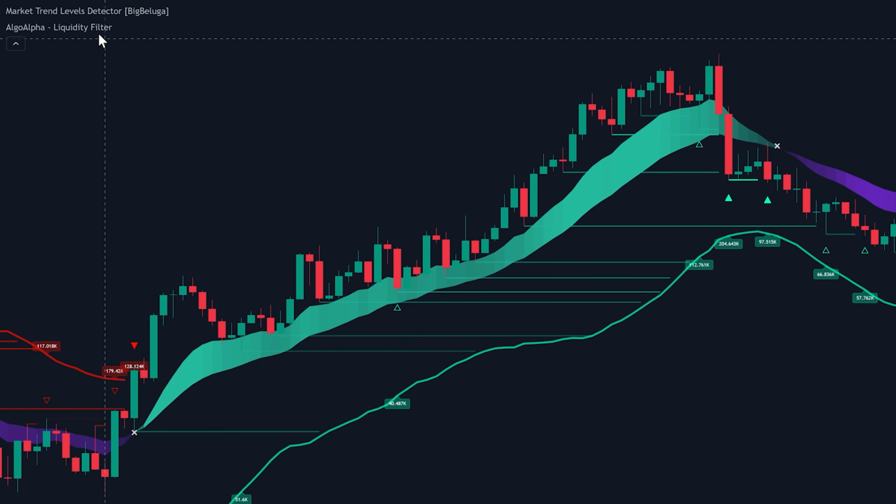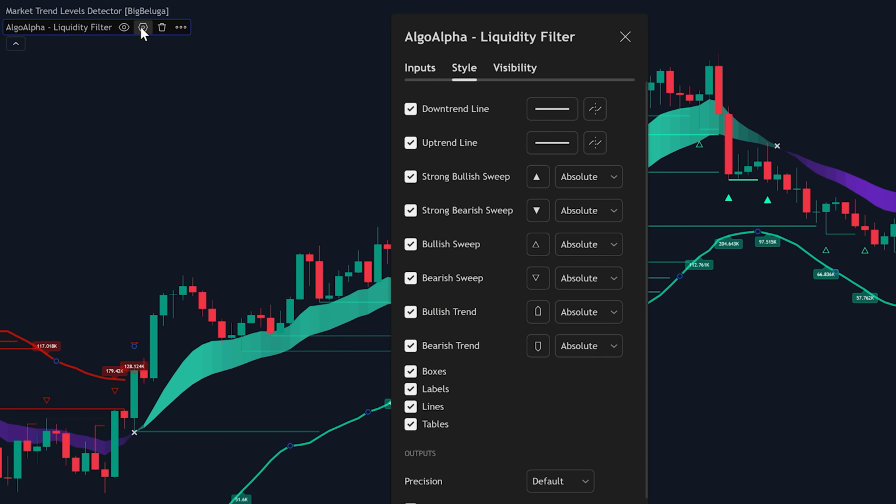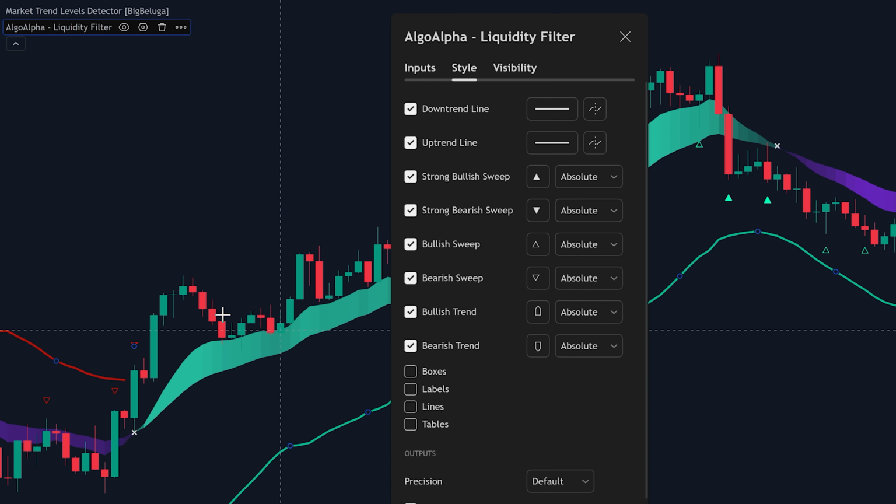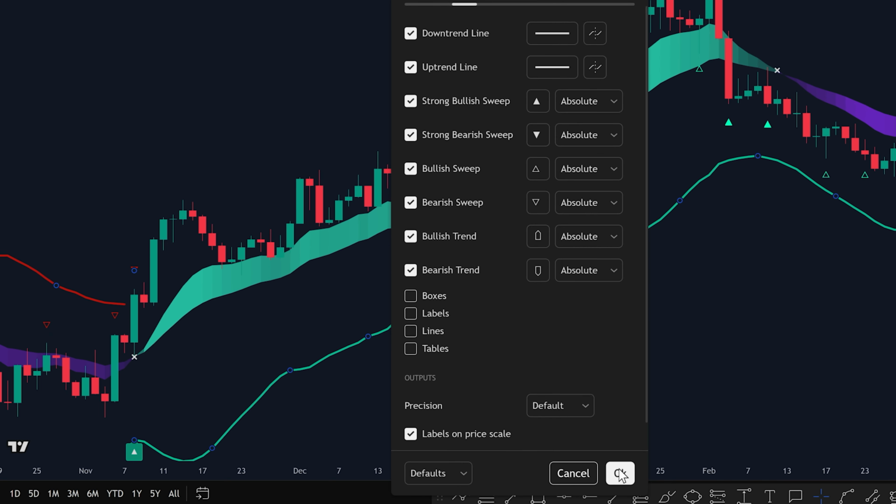Now let's adjust the liquidity filter settings. Go ahead and open the Settings menu. Under the Style tab, uncheck Boxes, uncheck Labels, uncheck Lines, uncheck Tables. This will give us a much cleaner chart to work with. Once you're done, click OK to apply the changes.